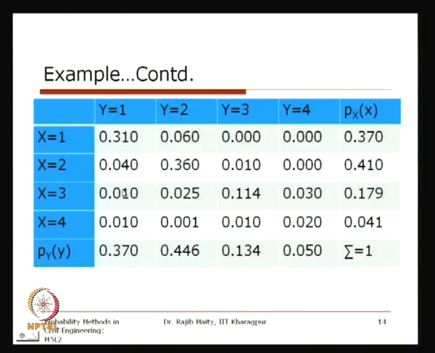So this should be added up like this to get that the probability of y equals 1 is 0.377, probability y equals 2 is 0.446, y equals 3 is 0.134, and probability y equals 4 is 0.050.